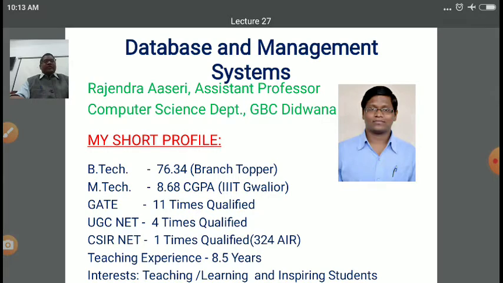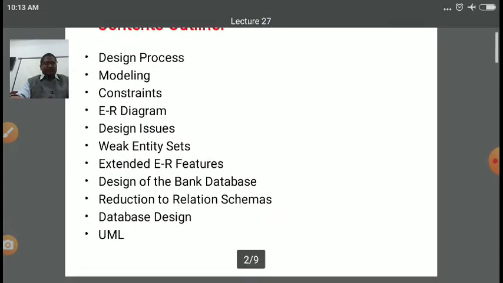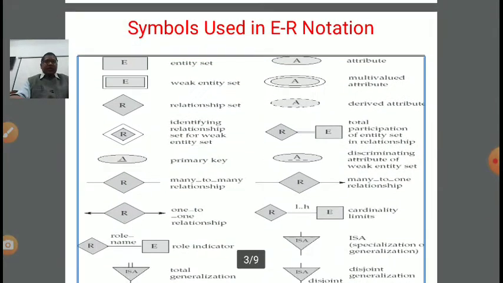Now in the previous lecture we started a new topic on database design technique, and the topic name was entity relationship diagram. In that diagram we discussed various notations. So in today's lecture we are going through the diagram in detail. In the diagram we use various symbols, and every symbol indicates some different notation.